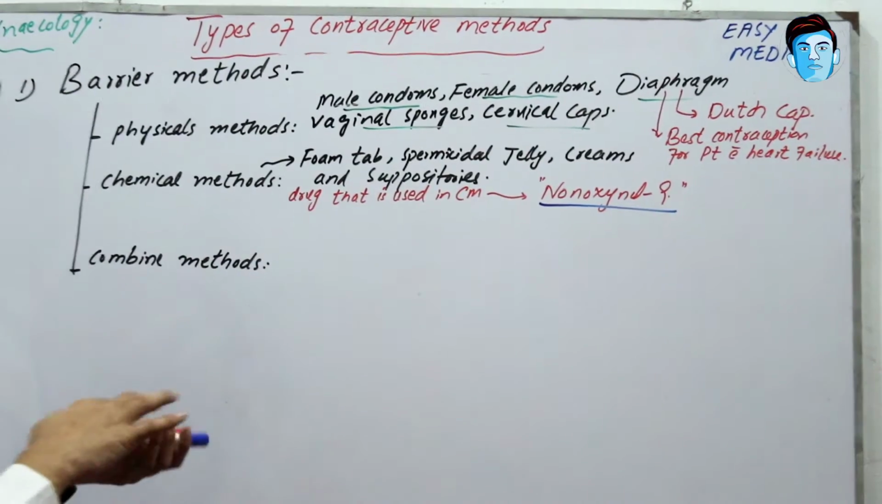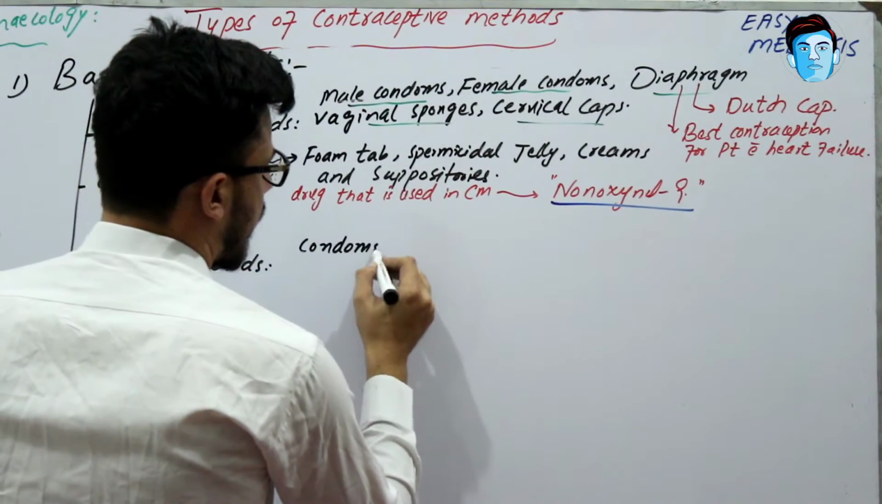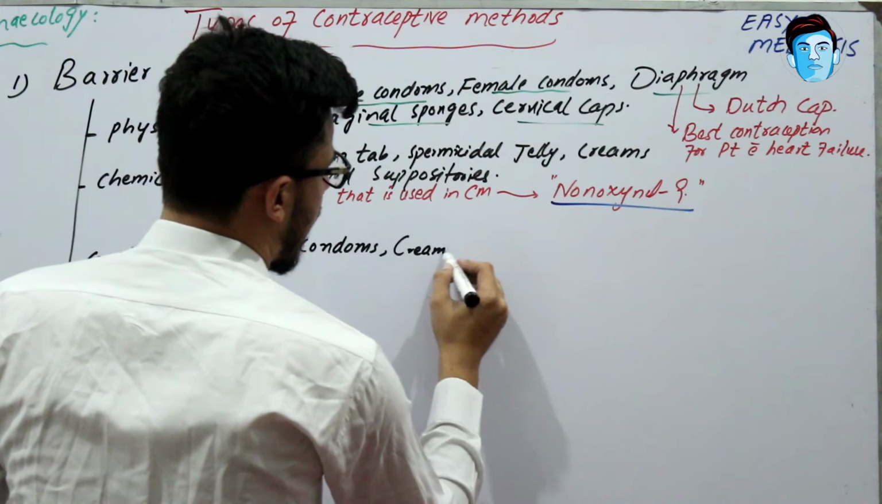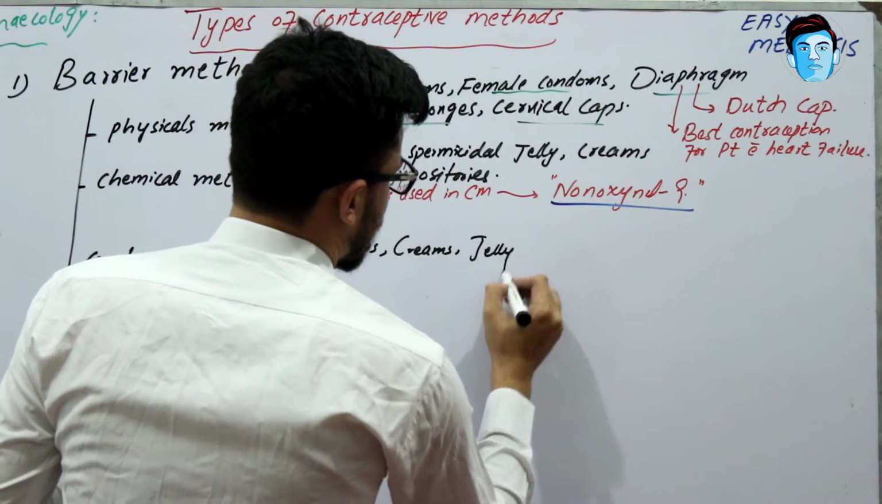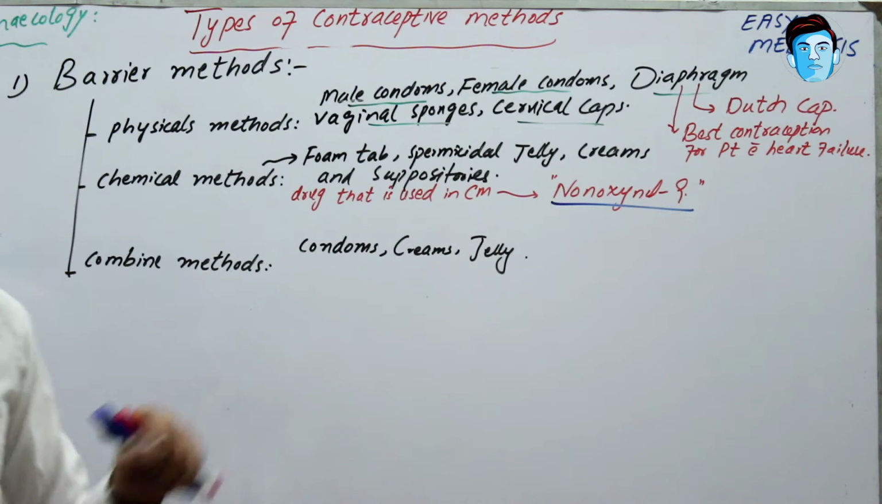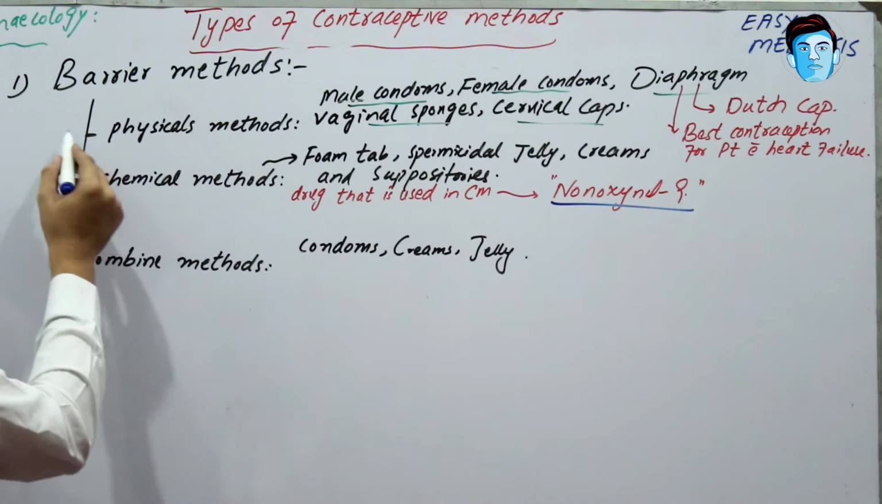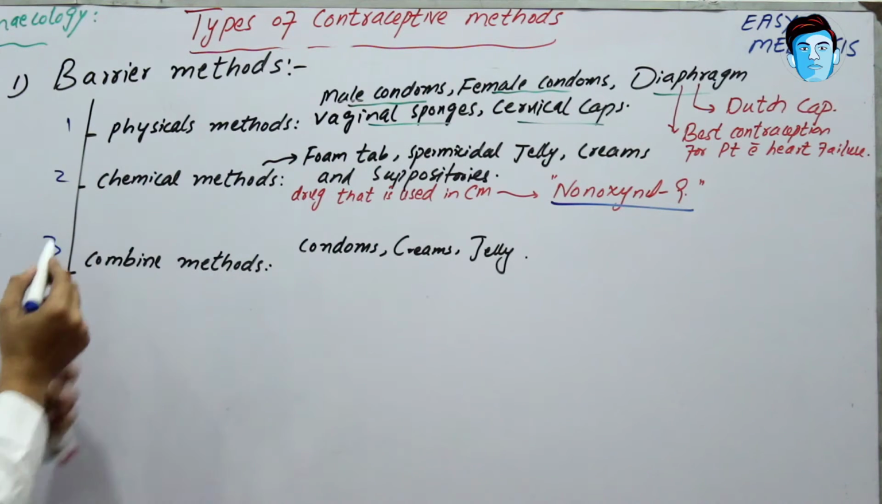Now the combined method is the combination of physical method plus chemical method, and it consists of condoms and creams, jellies, etc. So it is a combination of physical method and chemical method. So I repeat, the barrier method is divided into three subtypes, that is physical method, chemical method and combined method.